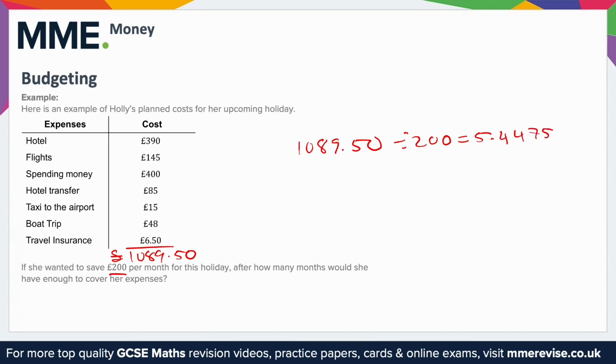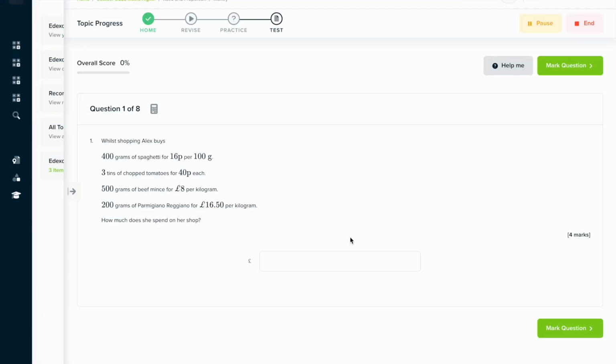5.4475, but let's assume that she saves the money at the end of every month, so therefore she would need 6 months of saving, because then she'd have £1,200, which is a little bit more than she necessarily needs, but which she knows she's got everything covered.